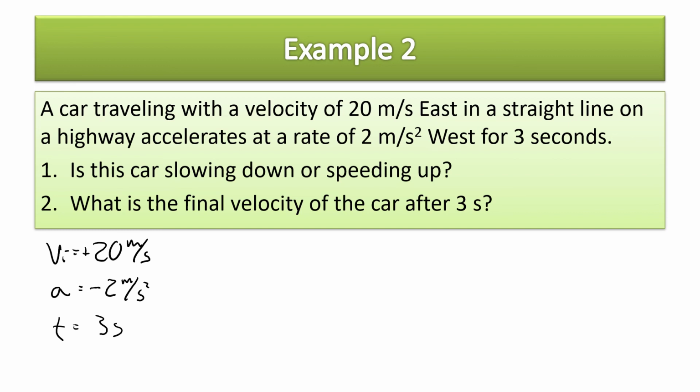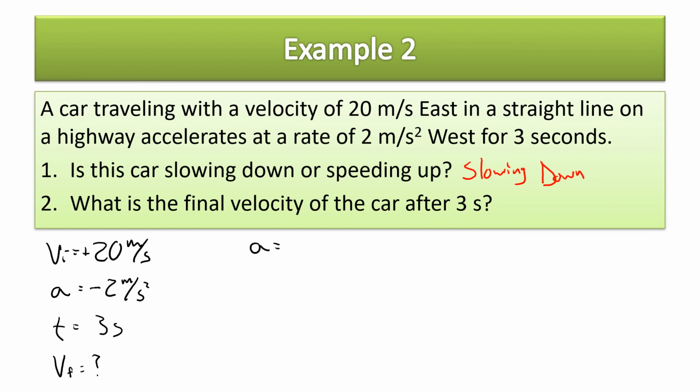So the first question asks, is the car slowing down or speeding up? And all you have to do is look at the signs of the velocity and the acceleration. Those signs are pointing in opposite directions, so we know right away that it should be slowing down, as we discussed on the previous slide, or a couple slides ago. Number 2, what is the final velocity of the car after 3 seconds? So now they're finally asking for some unknown information, the final velocity. Okay, and then we're going to find the equation that we want to use.